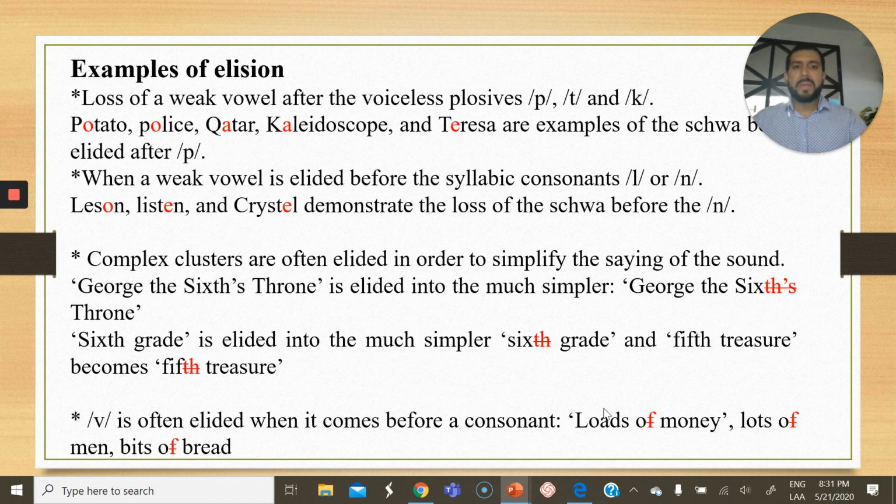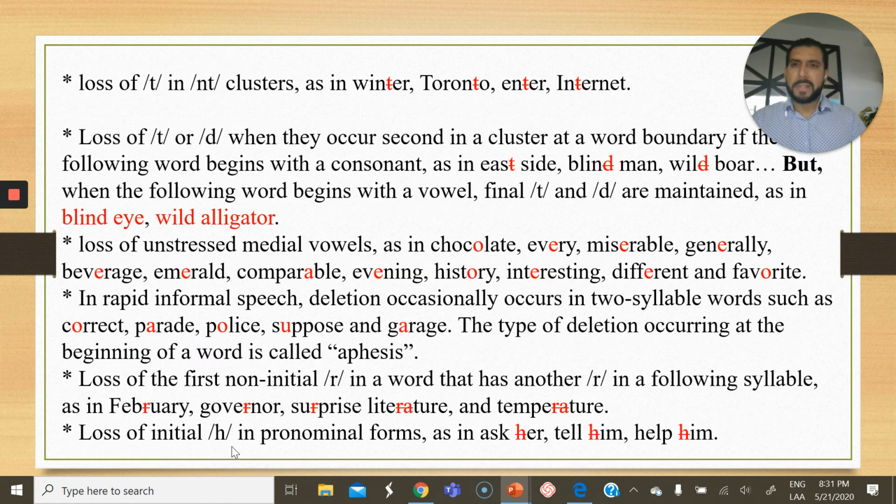Another case is when you have a v sound before a consonant. So instead of "loads of bread", you say "loads o' bread". Instead of "lots of men", you say "lots o' men". Instead of "bits of bread", you say "bits o' bread", or lots of chocolate, or lots of love, or lots of students, and so on. So you delete the v sound completely, and nothing will happen. Everybody will understand what you're saying.